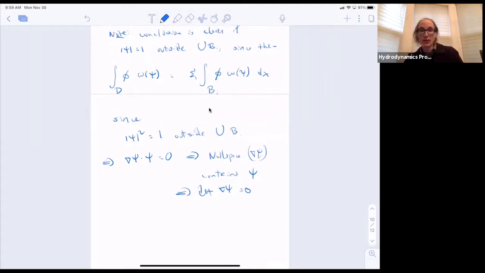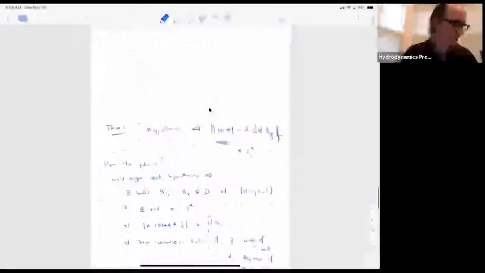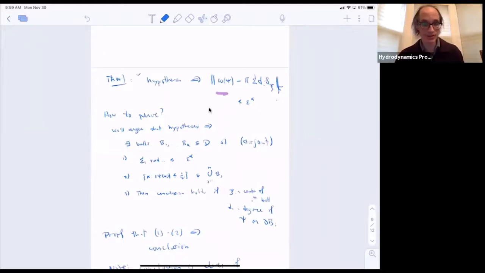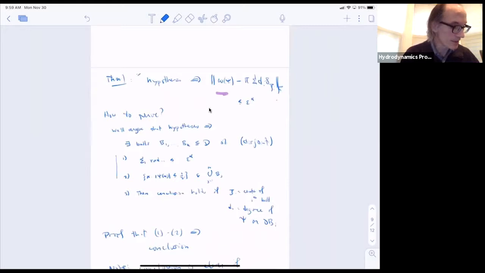Okay, there's a question, a good question. Can you explain why the set where psi is less than 1/2 corresponds to the set where the vorticity is not 0? This is an assertion I made, and the explanation is that this is the meaning of the lemma. Next time I'll state the lemma, but the lemma is that these assumptions imply this conclusion.